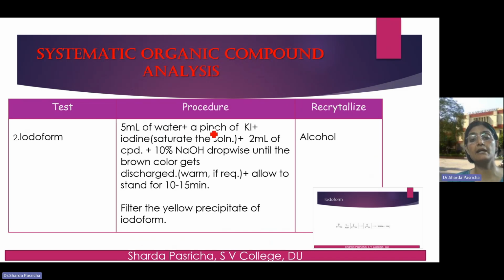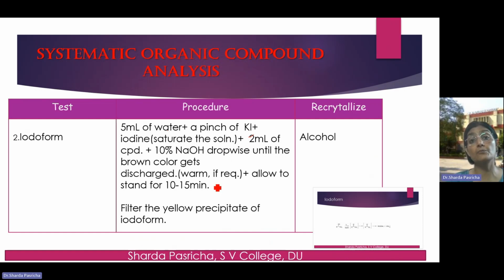Take 5 ml of water, add a pinch of potassium iodide, and again solid iodine to get a saturated solution. Then transfer the saturated solution to a test tube. To that, add 2 ml of your organic compound, followed by addition of 10% sodium hydroxide solution, dropwise until the brown color gets discharged. Now, you may immediately see the formation of yellow color precipitate, which increases if you allow it to stand for about 5 to 10 minutes.